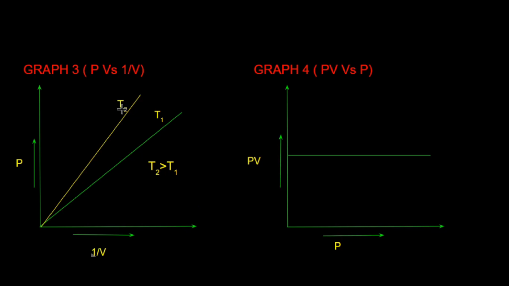Now graph number 4 is PV versus pressure, where pressure is taken along the x-axis and PV, the product of pressure and volume, along the y-axis. As the PV value always remains the same whatever the pressure, this straight line parallel to the pressure axis will be obtained, which shows that whatever the pressure applied to the system, the product of pressure and volume will always be the same.